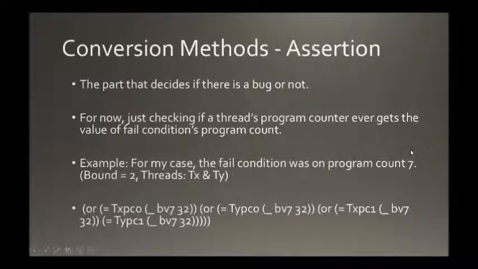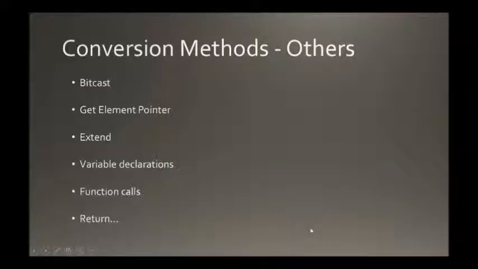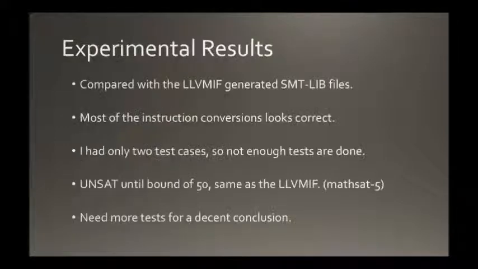Now assertion. Assertion is the part that decides if there is a bug or not in the program. For now, we are just checking if a thread's program counter ever gets the value of the fail condition's program counter. Some other conversions are bitcast, sign extension, function calls, etc.